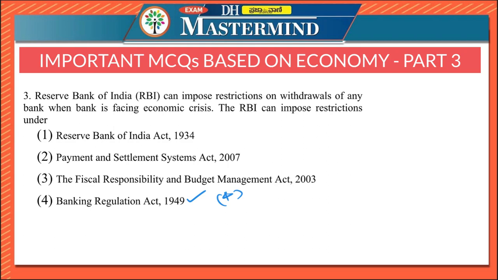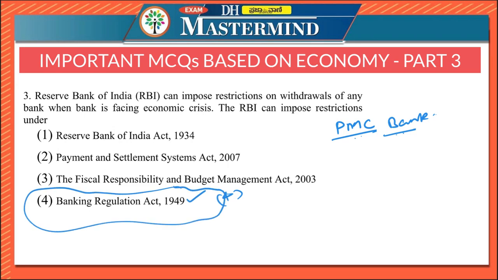Recently, the Reserve Bank of India had slapped restrictions on withdrawal on Punjab and Maharashtra Cooperative Bank Limited, known as PMC Bank. RBI can impose such restrictions under the Banking Regulation Act 1949. The RBI Act 1934 is the act through which RBI got established. The Payment and Settlement Systems Act 2007 is not related to these particular restrictions that RBI imposes on banks. The restrictions on withdrawal on Punjab and Maharashtra Cooperative Bank Limited was in the news recently. That's why this question has come up.